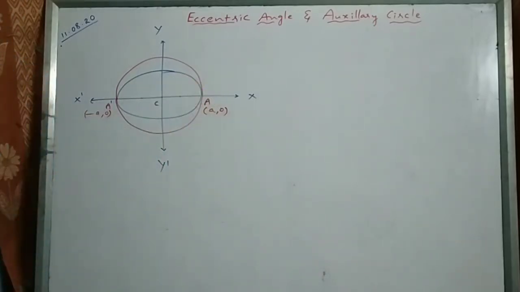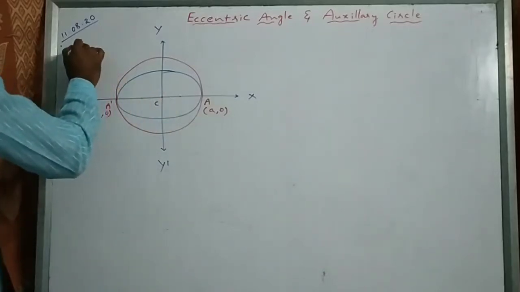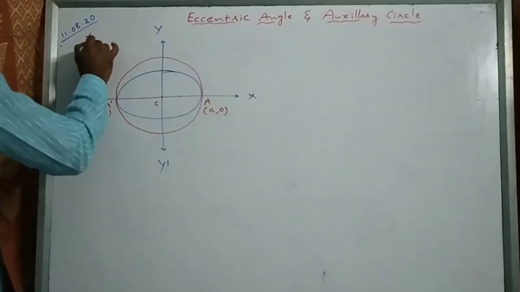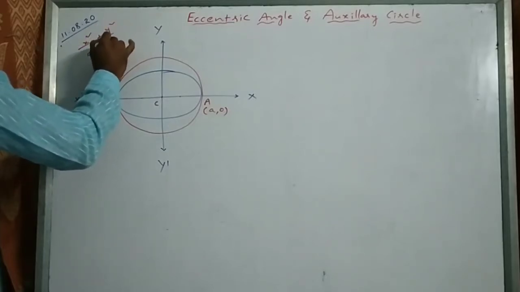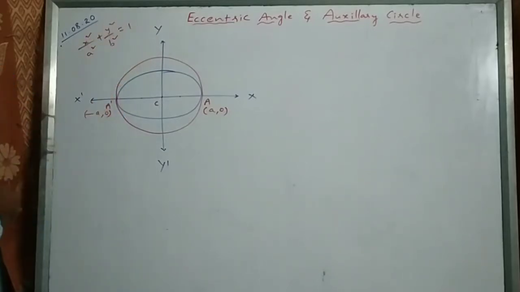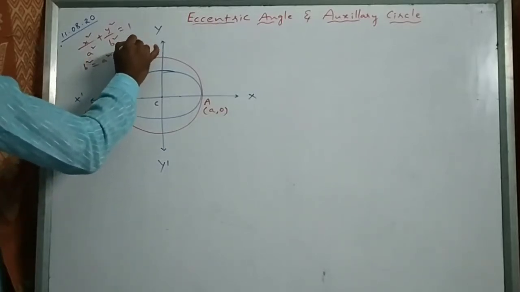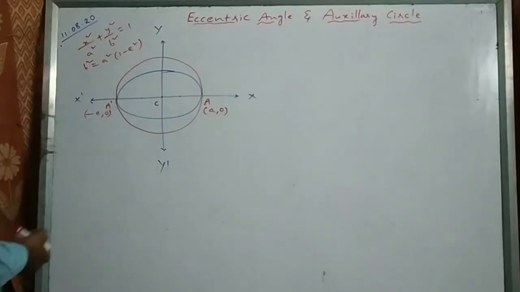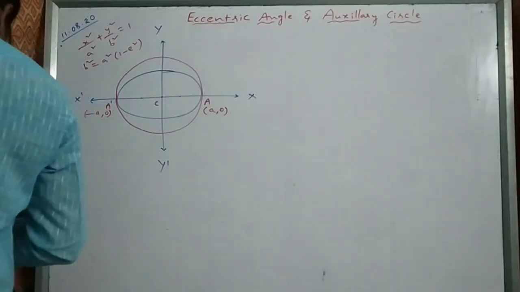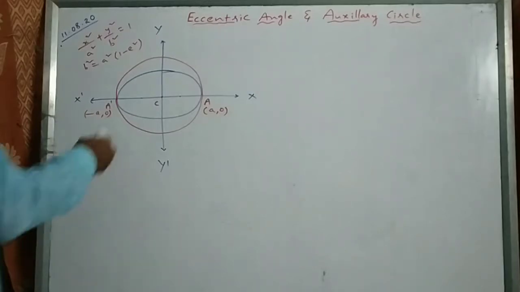and major axis as diameter, if the circle is drawn, that circle is called, what is the general form of the ellipse here? X square by A square plus Y square by B square equal to 1. Standard form of the ellipse, where B square equal to A square into 1 minus E square. That is the relation between B square and A square. So the general form of ellipse is this: X square by A square plus Y square by B square equal to 1. Right?